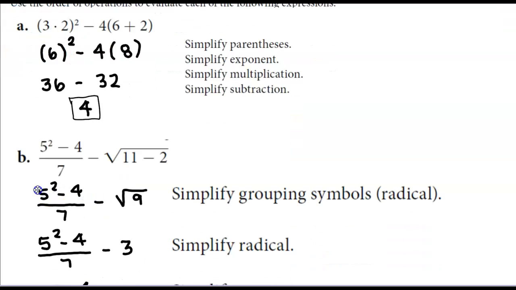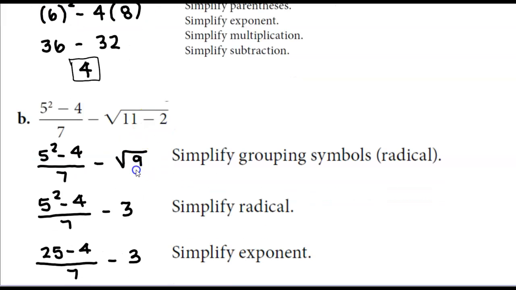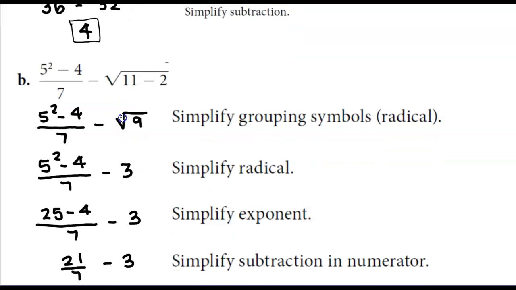Okay, next, part B. We have 5 squared minus 4 divided by 7 minus the square root of 11 minus 2. So what we're going to do first is we're going to do a grouping symbol. Now we have a fraction bar, but we want to make sure we can work this first, which is a square root. So what's inside the square root is 11 minus 2. So we're going to do the subtraction, which is a grouping symbol. So 11 minus 2 is 9. So then we're going to take the square root of 9, which means we get 3.